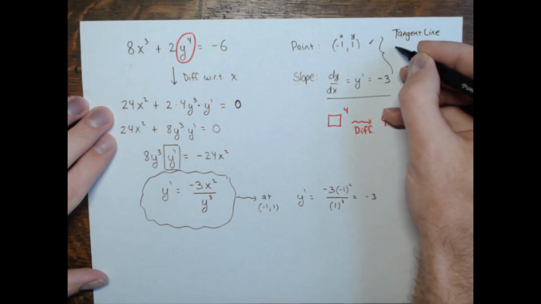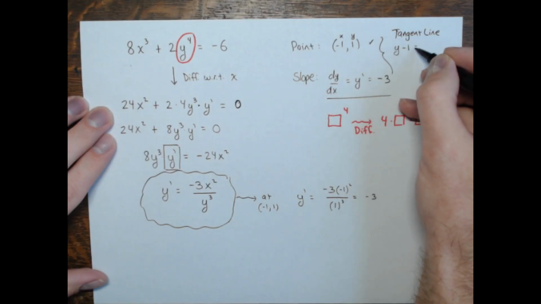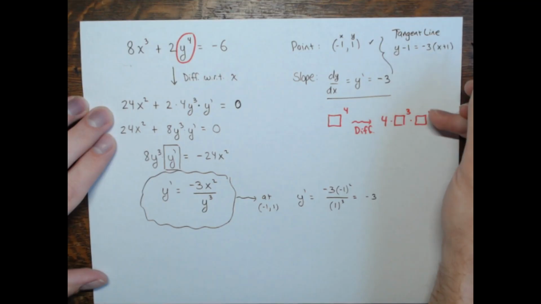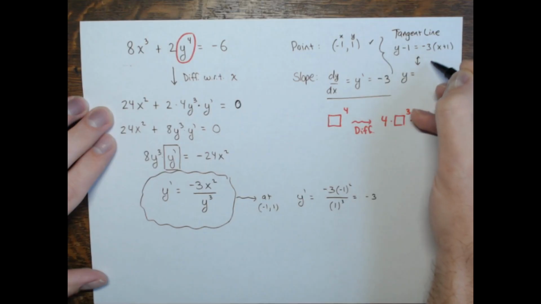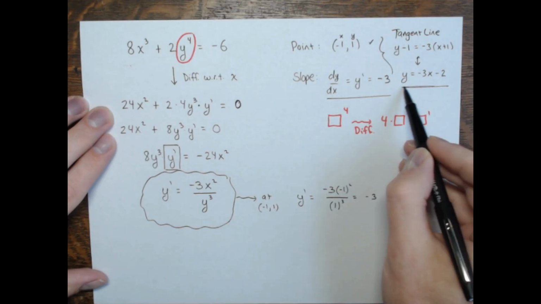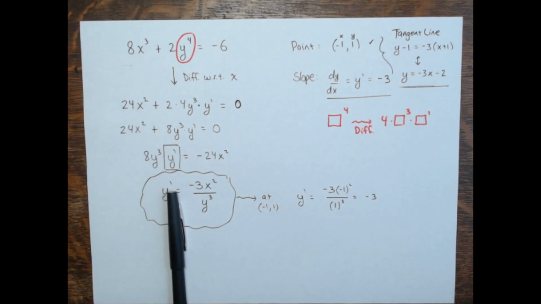So remember, I like point slope form to start. y minus 1 equals the slope, -3, times the quantity x minus -1, or x plus 1. And if you want, you can put this in slope-intercept form. This would be -3x and then -3, then +1, so -2. But there's our tangent line. And I'll enter this, y equals -3x minus 2.